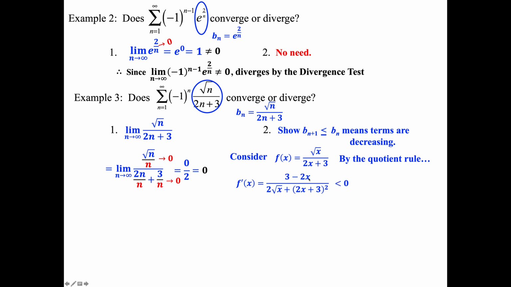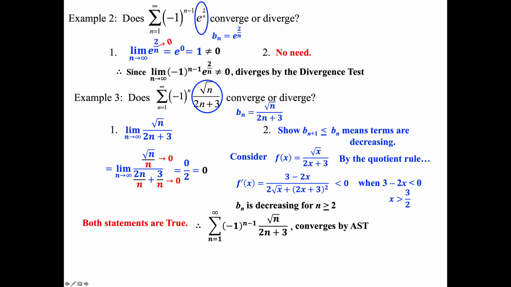Well, the only place we're going to be negative is the top, because everything on the bottom is positive right now. So 3 minus 2x is less than 0. Subtract over 3, divide by -2, flips the inequality. So yeah, we're decreasing as long as n is greater than 2. It doesn't matter when we start decreasing, as long as we decrease. We have decreasing terms as we go out to infinity. So both statements are true, and therefore our original series is convergent by the alternating series test.